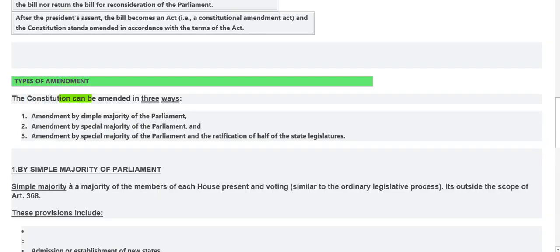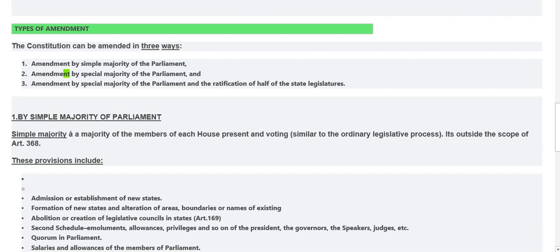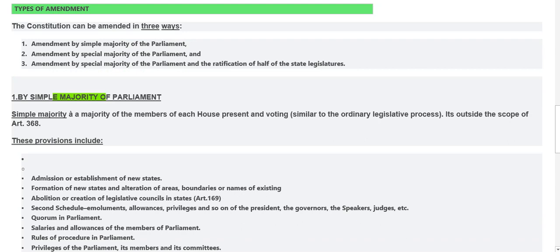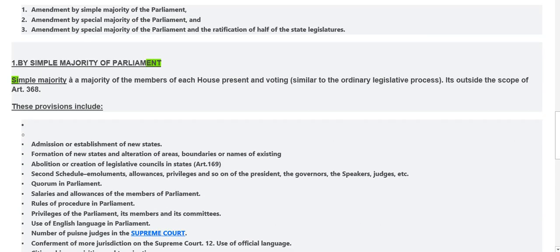Types of amendment. The Constitution can be amended in three ways. Amendment by simple majority of the Parliament, amendment by special majority of the Parliament, and amendment by special majority of the Parliament and the ratification of half of the state legislatures. 1. By simple majority of Parliament. Simple majority: a majority of the members of each House present and voting, similar to the ordinary legislative process.